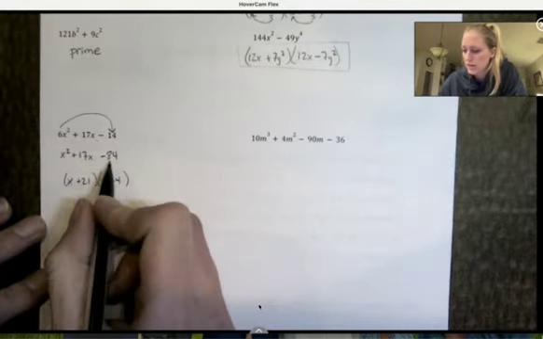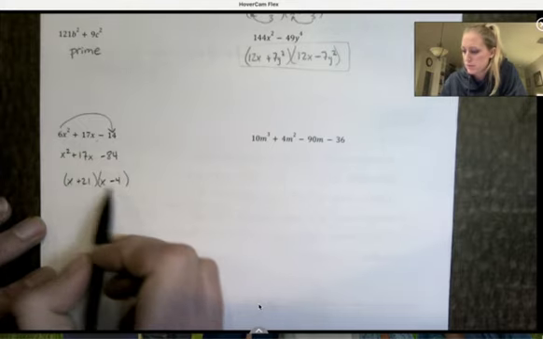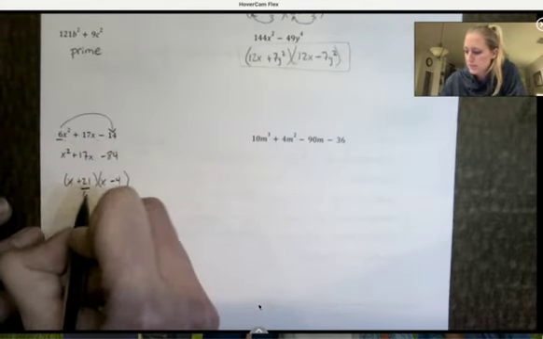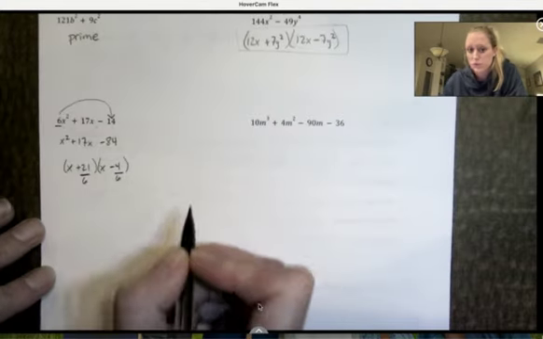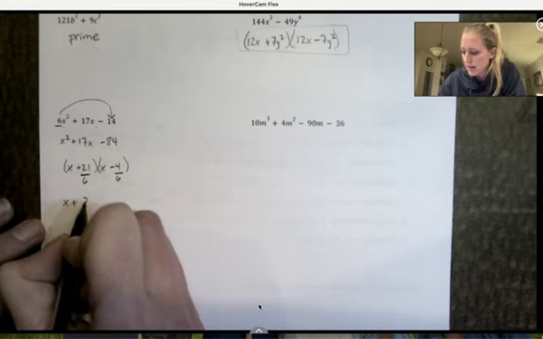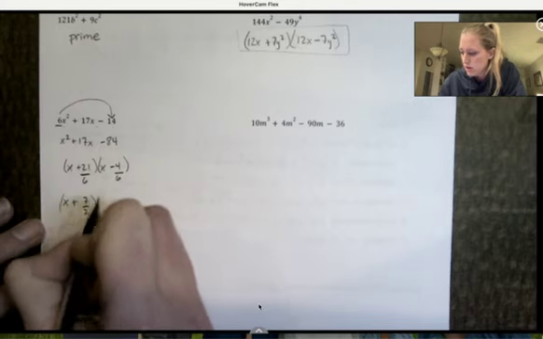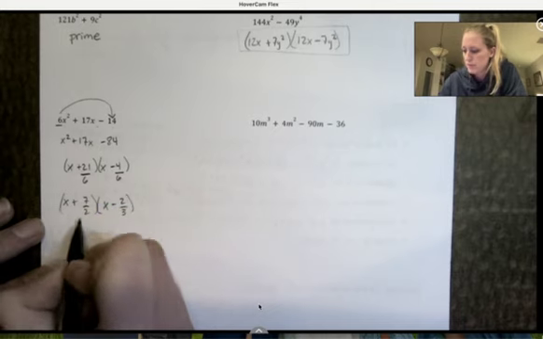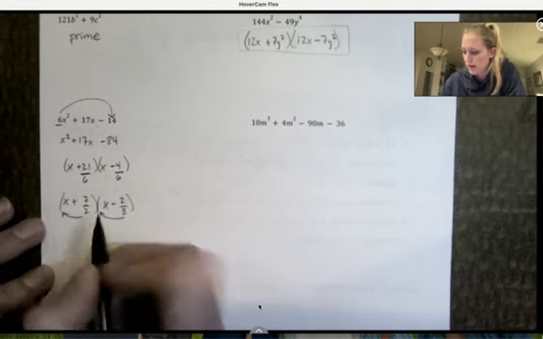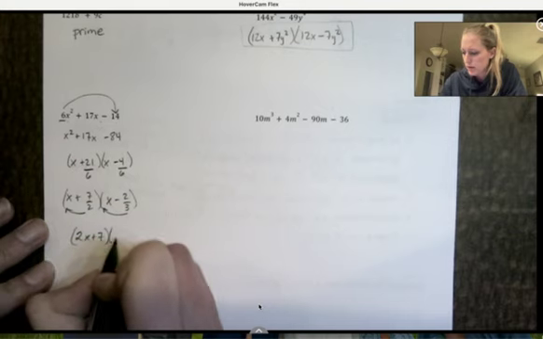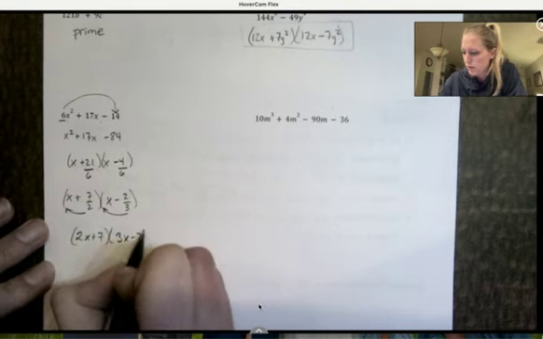They multiply to be negative 84. They add up to be 17. Come through and divide by 6. Okay, again, reduce first. So I can divide both those by 3, so I get 7 halves. Divide both those by 2. And then bottoms up. So I've got 2x plus 7 and 3x minus 2.